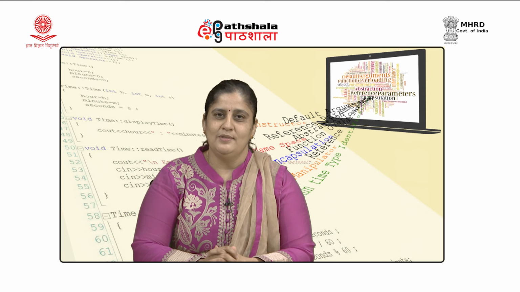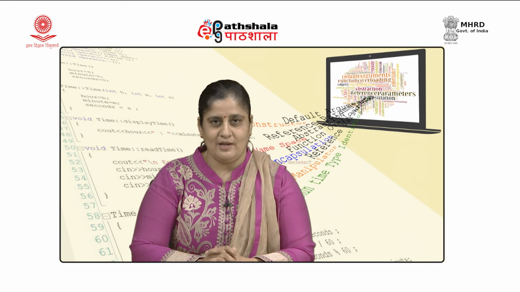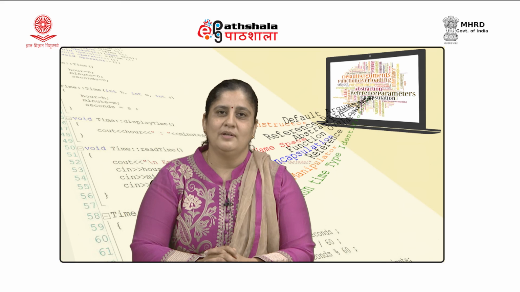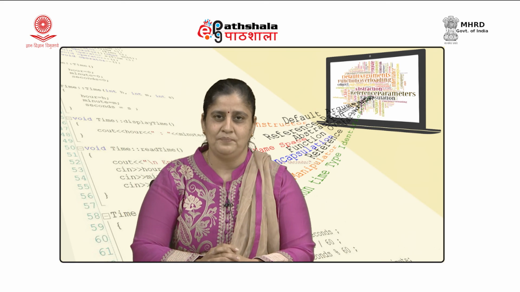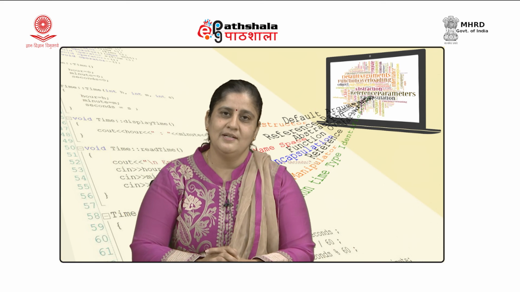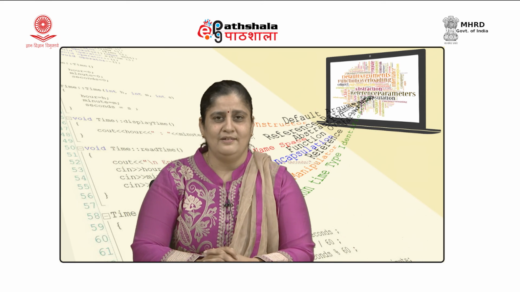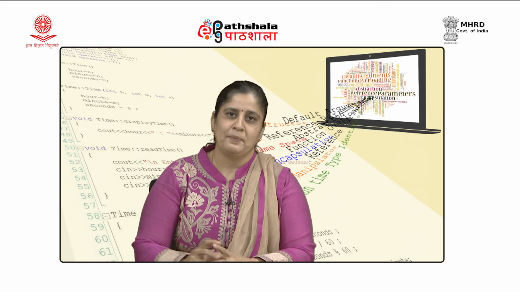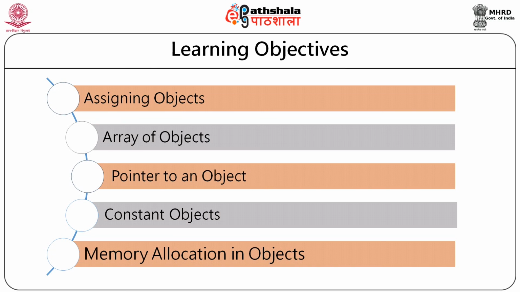In the previous modules, we discussed the anatomy of the classes. We learnt about static data members, we learnt about nested classes, local classes and few other things about classes and objects. Now, in this module, let us learn little more about classes and objects. In this module, we will discuss how the assignment of objects takes place, how we define array of objects, how we define pointer to an object, what are constant objects and little bit about memory allocation in objects.